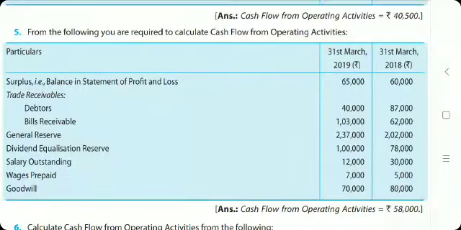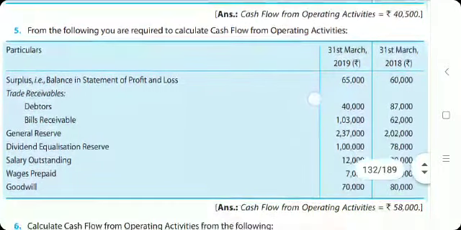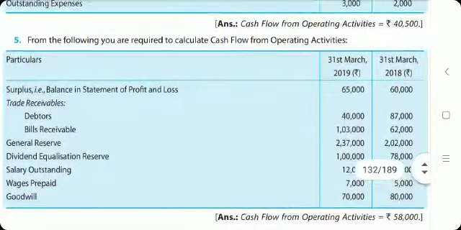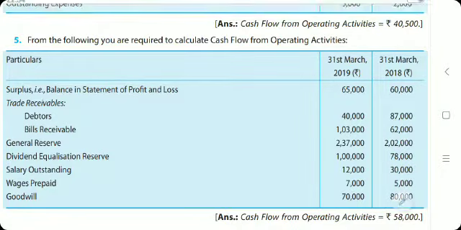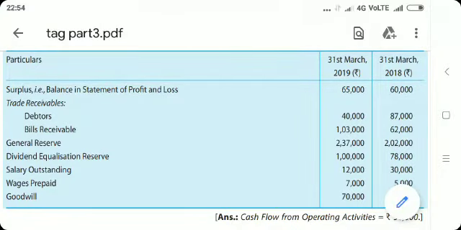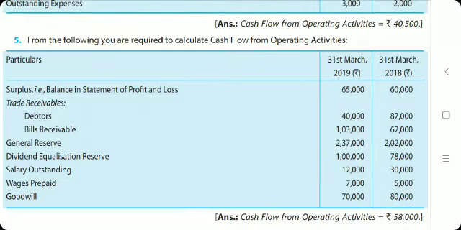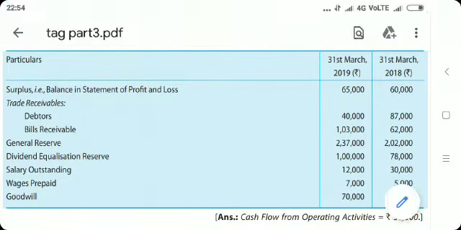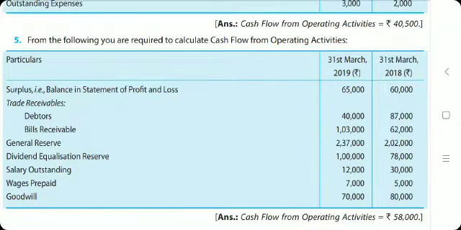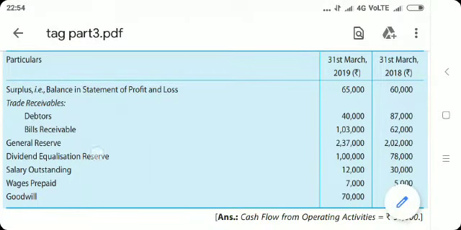May 20, exercise question 5 from T.S. Grewal, PDF page number 132. You have surplus in balance of profit and loss. Okay, this is current year, this is previous year. You have debtors 40,000 and 87,000. Bills receivable 1,03,000, 62,000. General reserve, dividend equalization reserve.